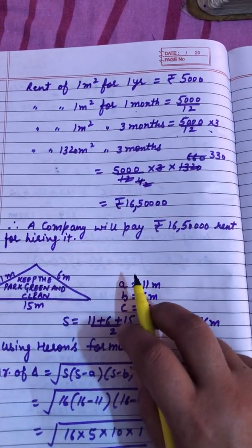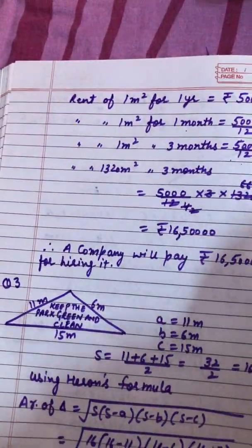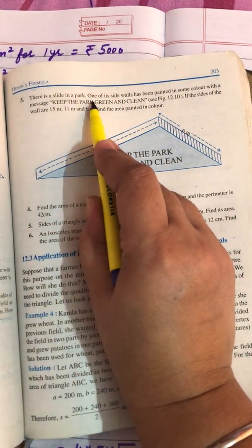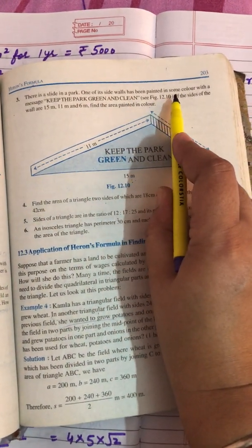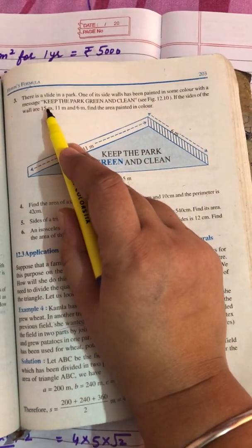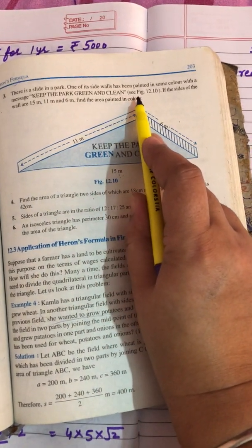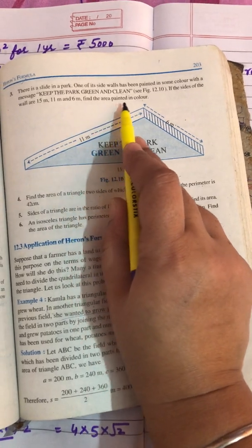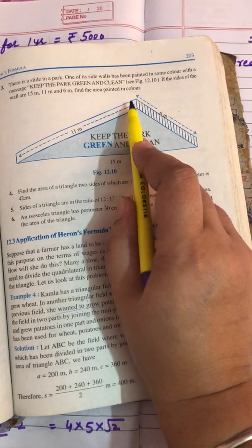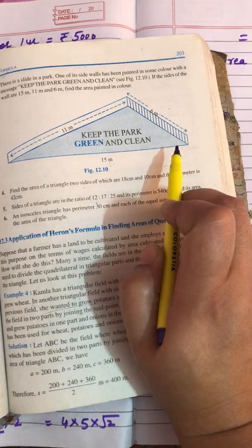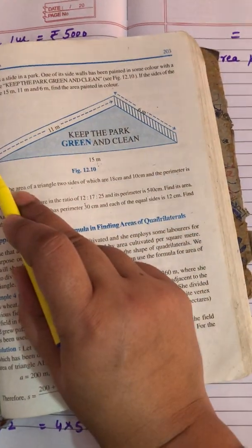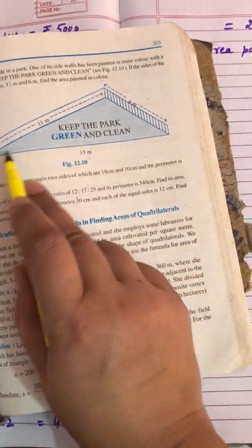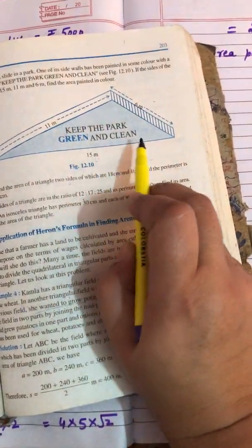So I hope this question is clear to all of you. Now come to question number 3. There is a slide in a park. One of its side walls has been painted in some color with the message, keep the park green and clean. If the sides of the walls are 15 meter, 11 meter and 6 meter, find the area painted in color. Now you can see this is a slide in the form of a triangle and its sides are given as 11 meter, 15 meter and 6 meter. We have to find how much area is to be painted with color.